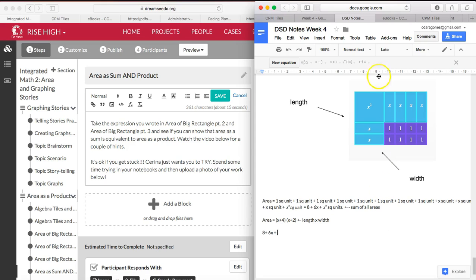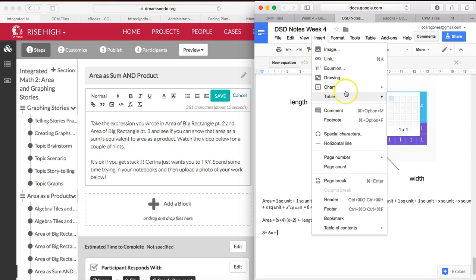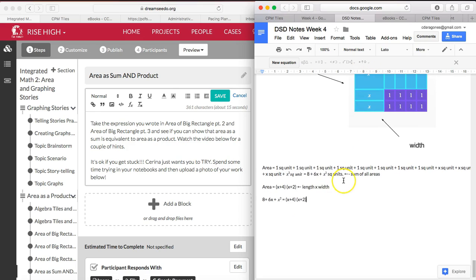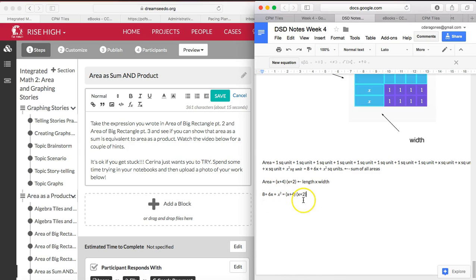It's just a fact that the area of the rectangle is the same no matter how we write it. So we know that 8 plus 6x plus x squared is equal to x plus 4 times x plus 2. So that's my first hint, is we got to write them as equal because we know that. Now they don't look equal, right? They look pretty different, but that is our goal, is to show that they are indeed equal.